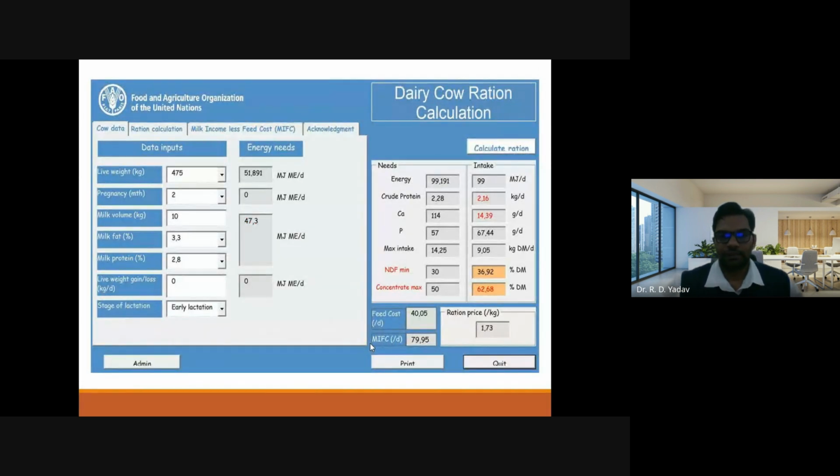So many softwares are there. I have already discussed. For example, the first step, we have to input the data regarding their body weight, their pregnancy status, their milk, their milk fat content, whatever inputs we are giving. We are going to formulate a particular animal ration. We have to give the complete information to the software.